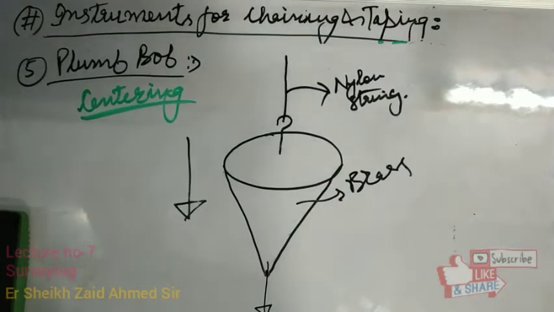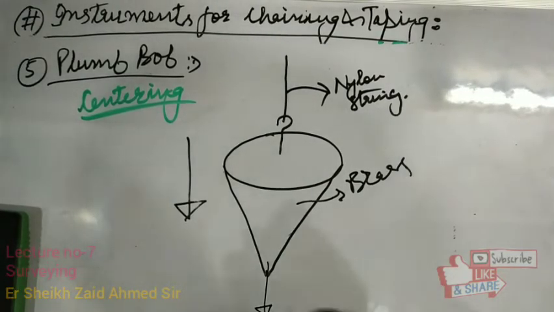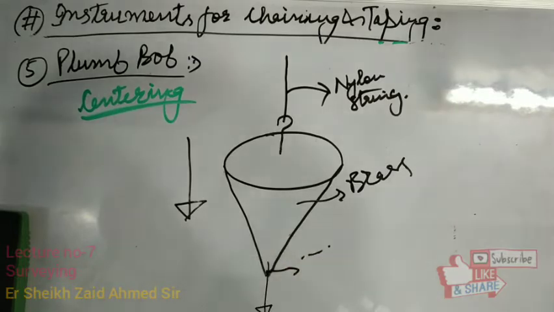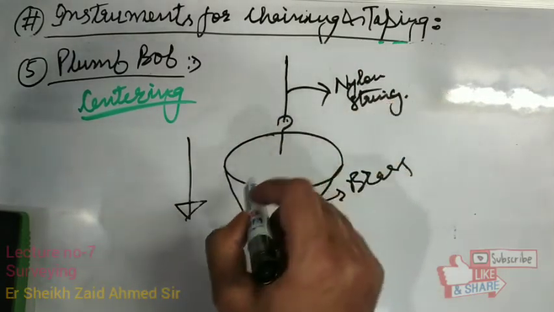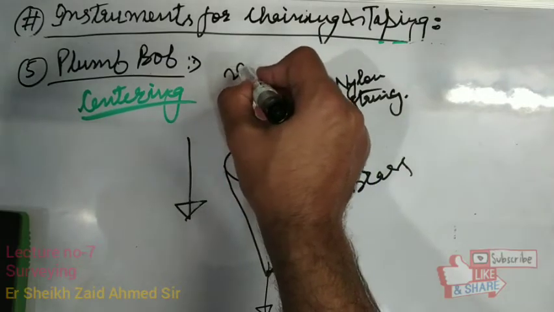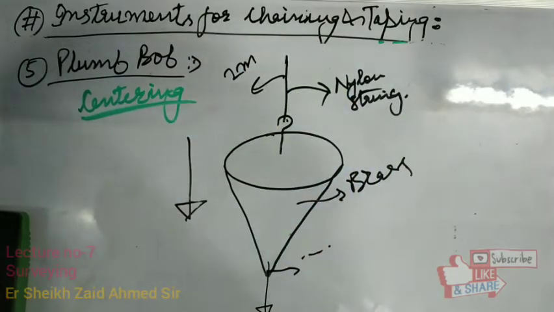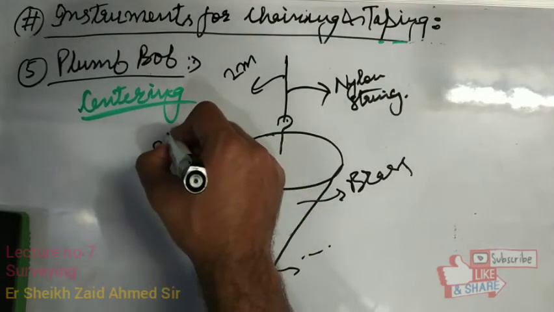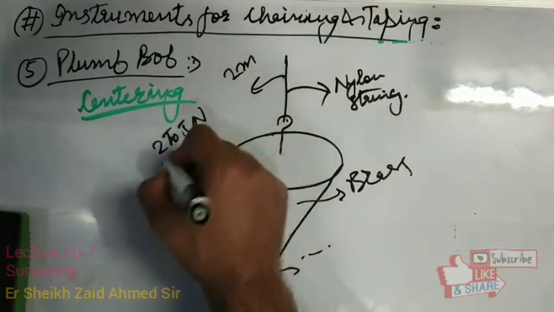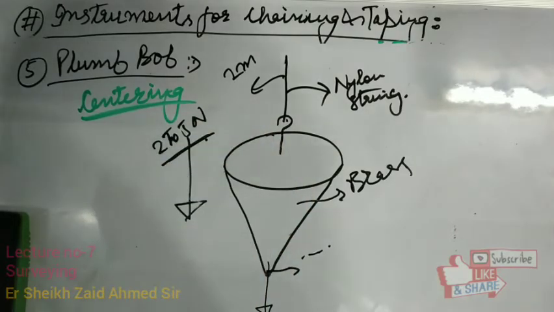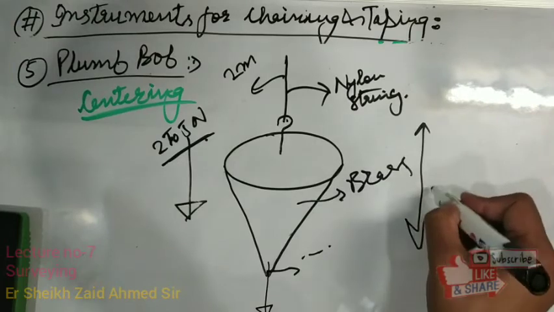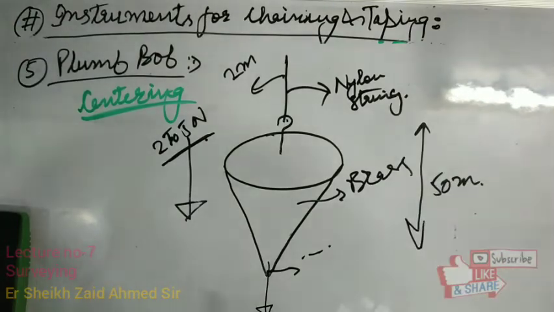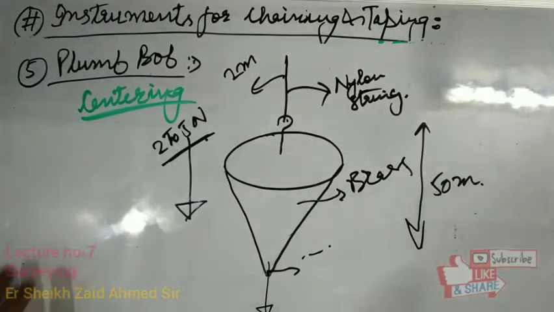It is usually made of brass and the shape is pear shape. It has a sharp point at the end and it is attached by a cord of nylon string. The length of the cord is normally 2 meters. The weight of the plumb bob usually varies from 2 to 5 Newton, and its length is around 50 mm. So this was all about the plumb bob.